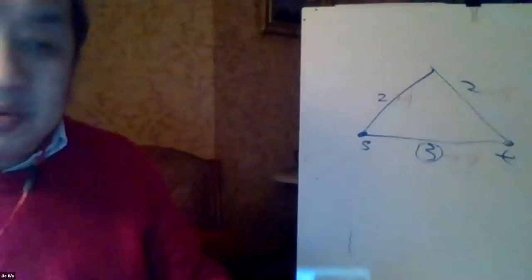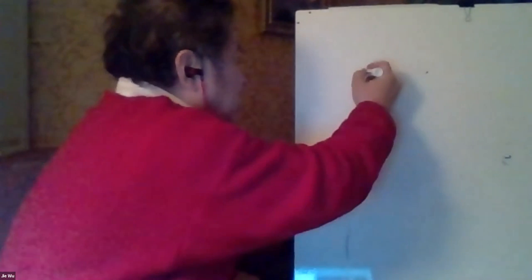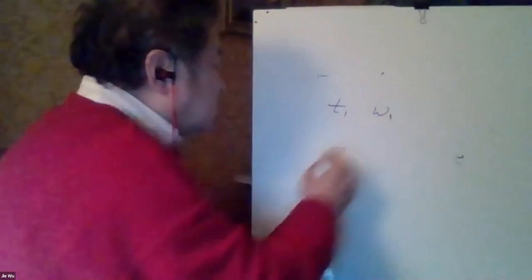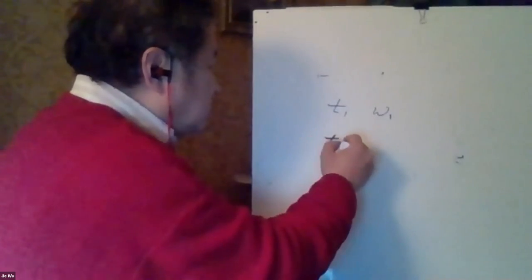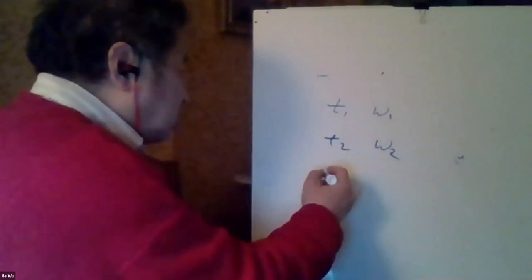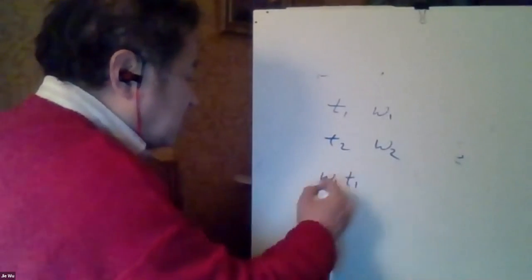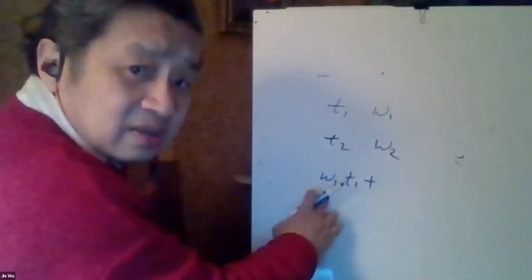So again, let's look at the example, okay? We solve one simple example, then we generalize it. Suppose you have T1, weight is one. Then the other one is T2, weight two. So what you try to do is see if you schedule T1 first, that's the finishing time, right? Can you see it?